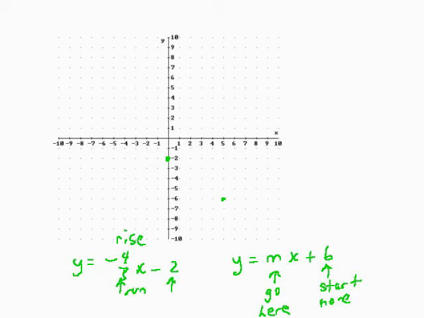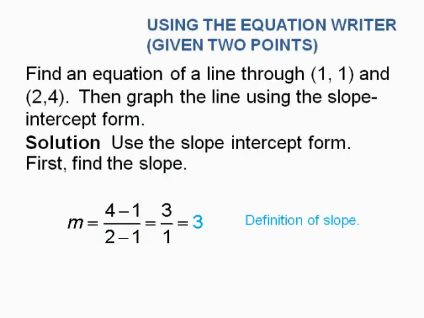And we will connect the dots here. And I'll go a little bit the other direction here too, just for good measure. And I always like to put arrows on my lines to show they go on forever without end. So the domain and range on this one would be negative infinity to infinity.